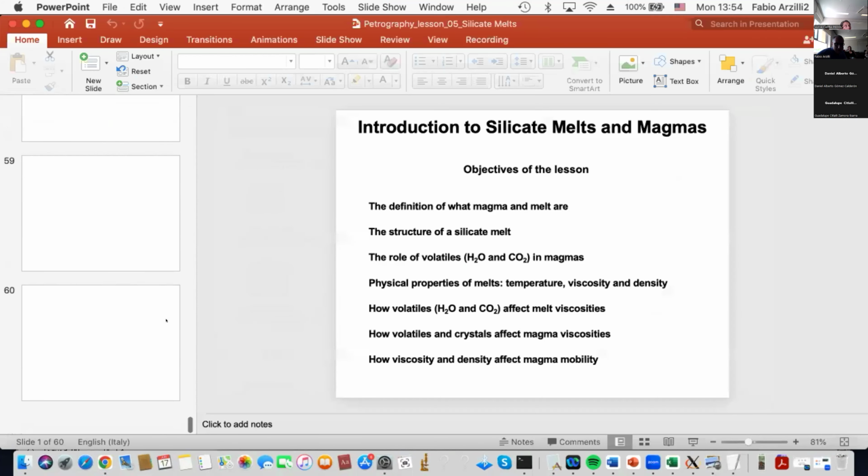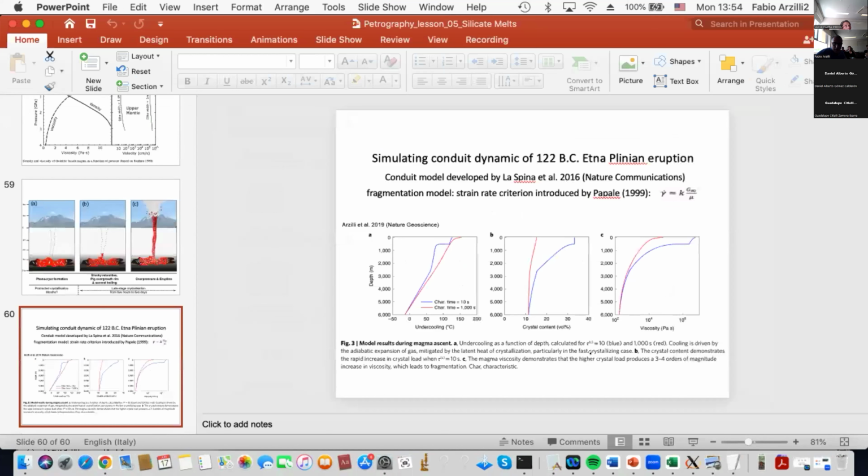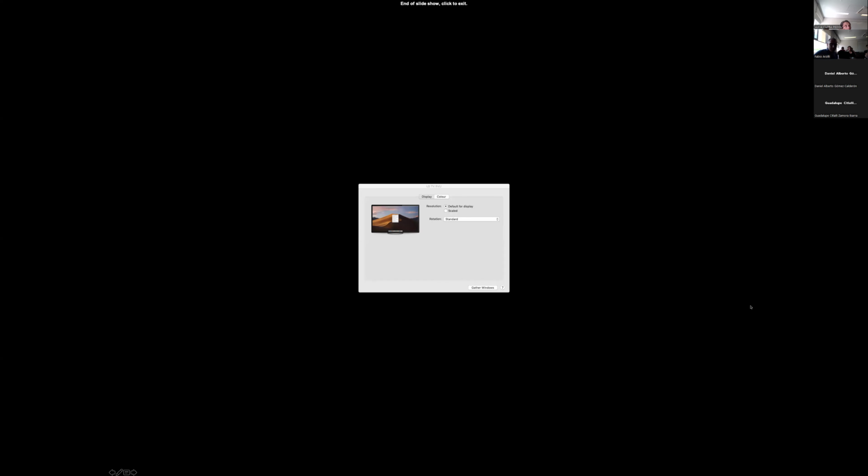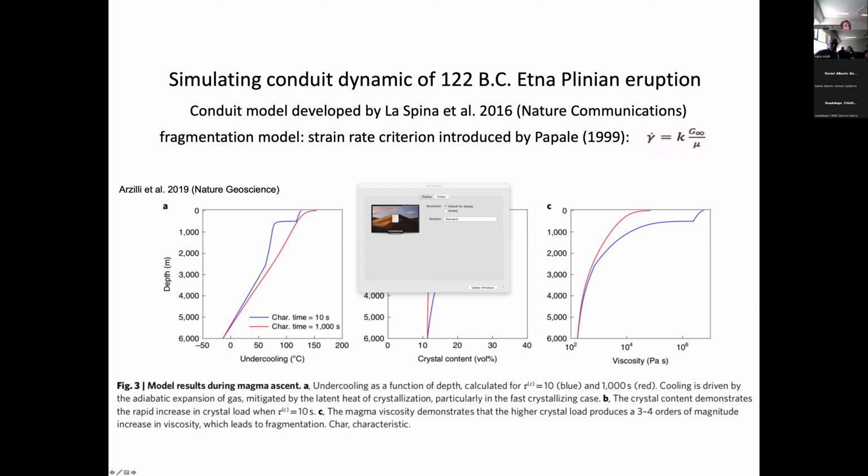It's the last slide that I presented. This is a conduit model that was developed by Giuseppe Laspina, where this model considers the different ascent rates. Of course, the ascent rate is an output of the model, it is not an input.